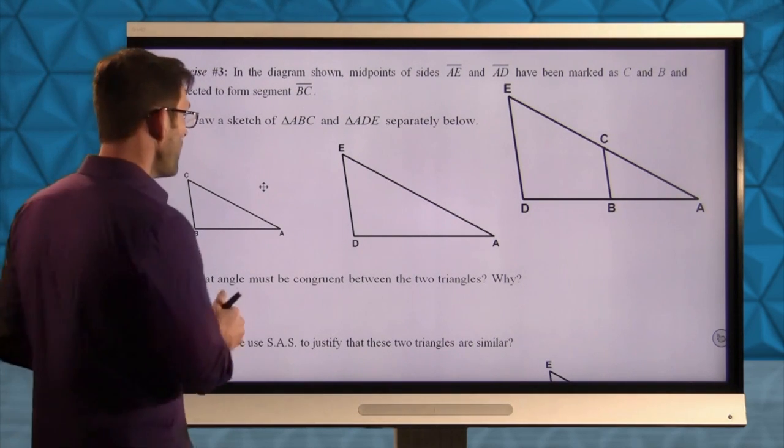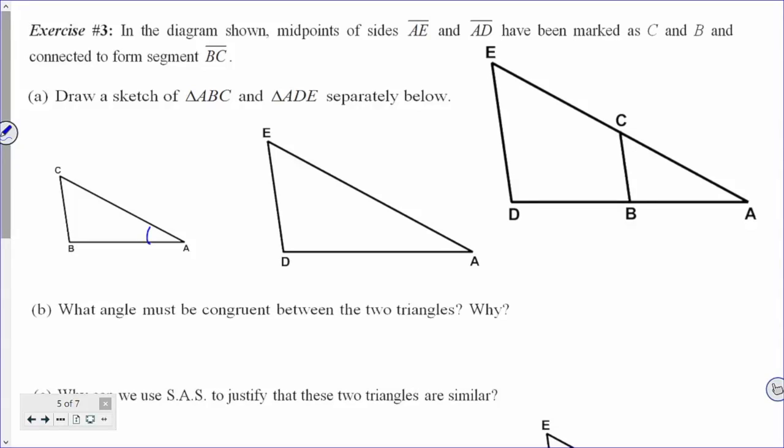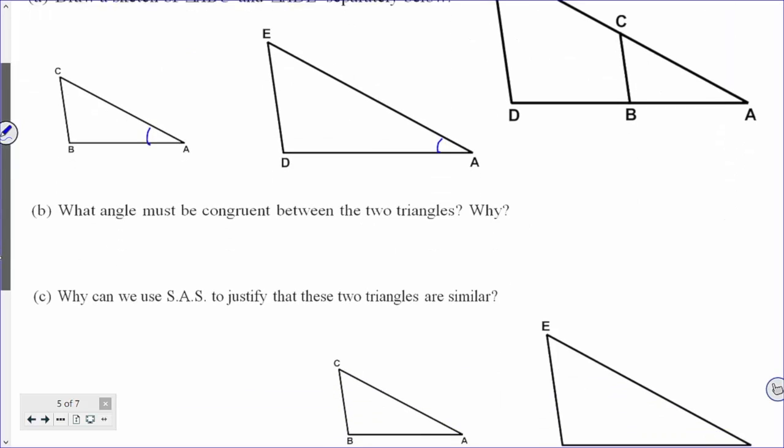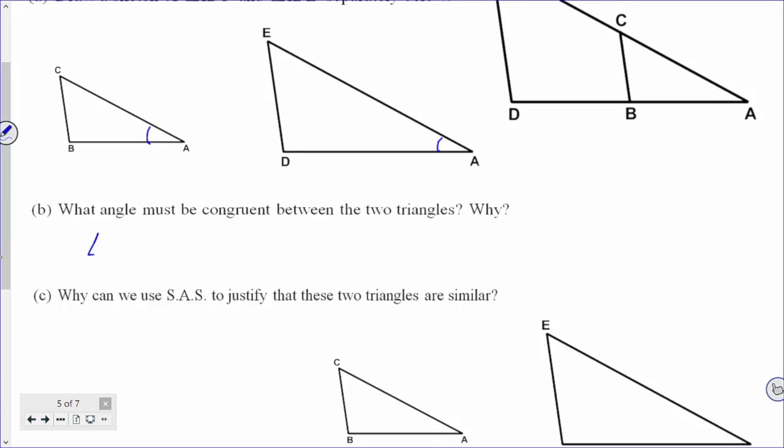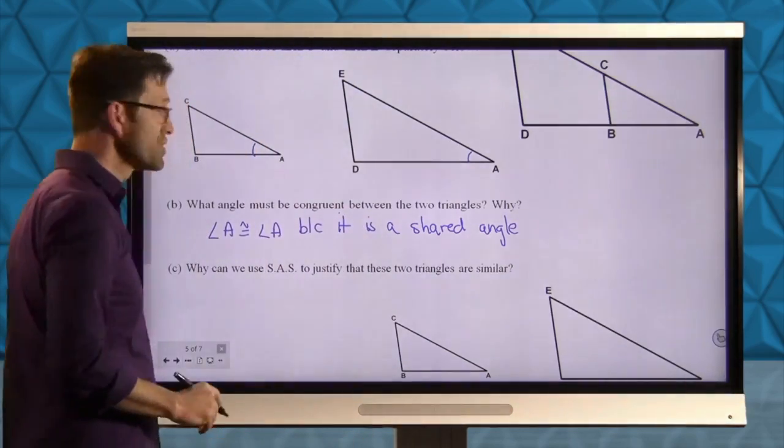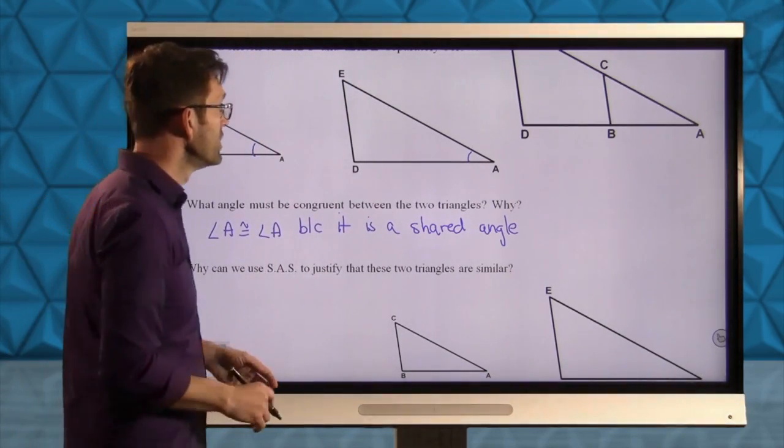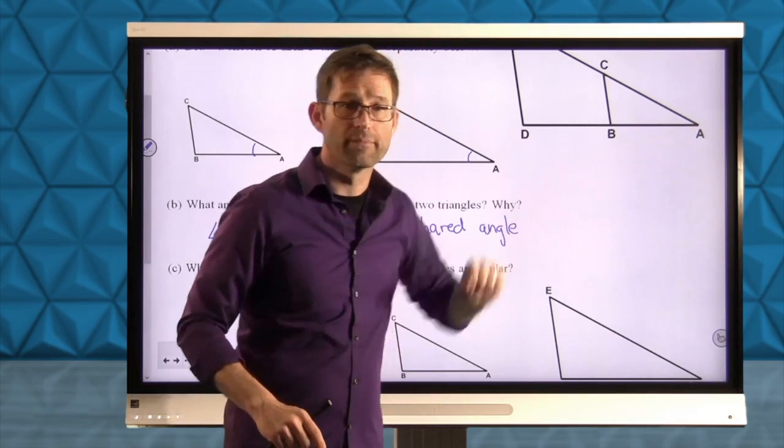Well, of no great surprise, their shared angle is equal. Let me kind of bring this down. So angle A is congruent to angle A because it is a shared angle. All right? It's a shared angle. It's the same angle, right? It's that guy right there.